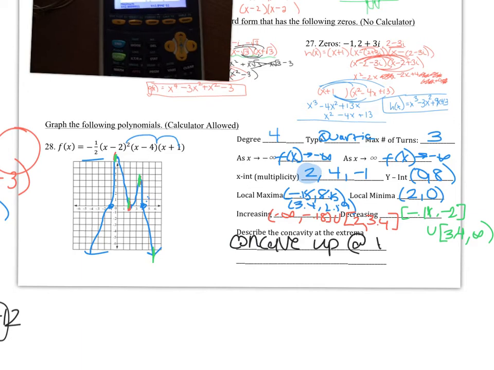So concavity: it's concave up, up like a cup, at x equals 2, and it's concave down at x equals negative 0.18 and x equals 3.4.